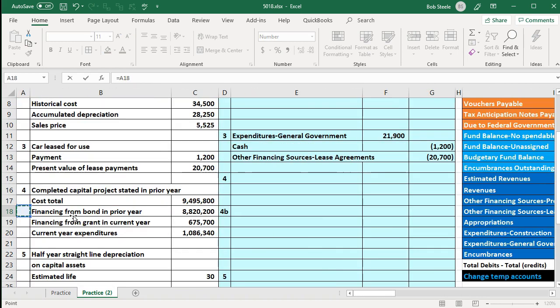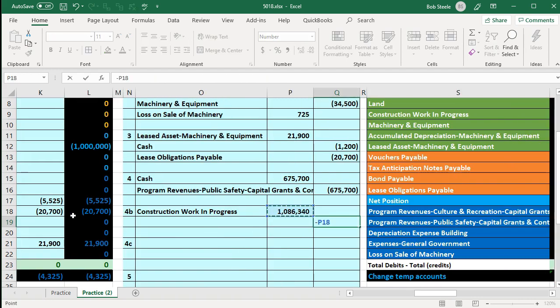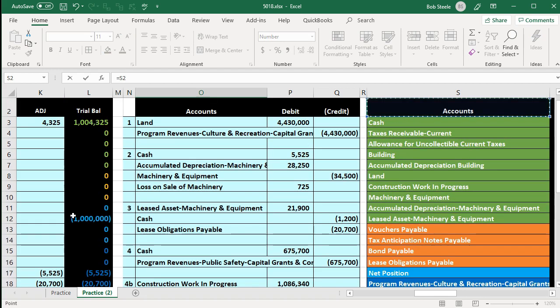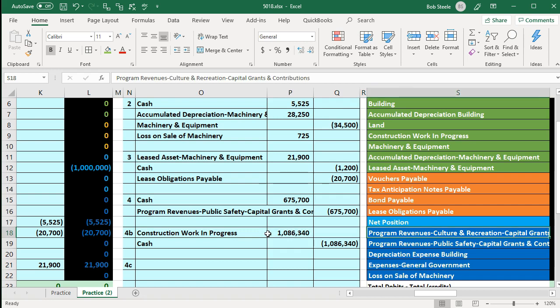We're going to scroll back to the amount of the $1,086,340. And then we're going to credit for the same amount, and the credit's going to be going to cash. We're going to say that we spent cash in this amount for the work in progress. Now we'll record this out. So we've got the asset first, the construction work in process.